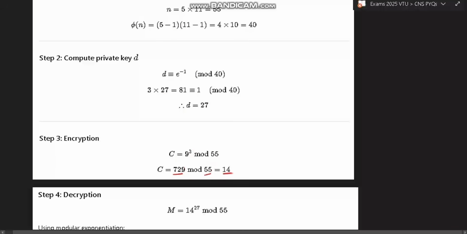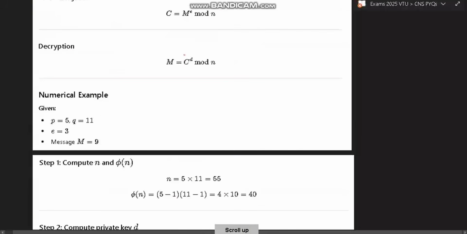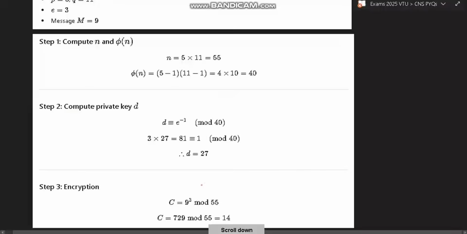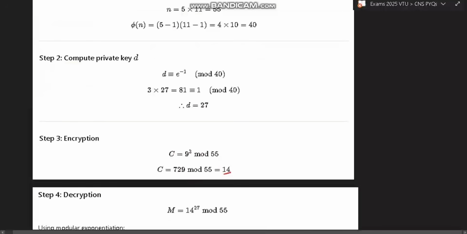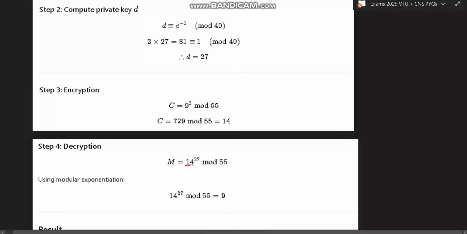Okay, next, decryption. How will you do it? M is equal to c power d mod n. So the c value we have got here is 14. You have to check if it is correct or not. When we get this answer, we have to again get the m value, which was initially taken as 9, right? So how do we do that? The c value is 14, the d value is 27, mod 55.